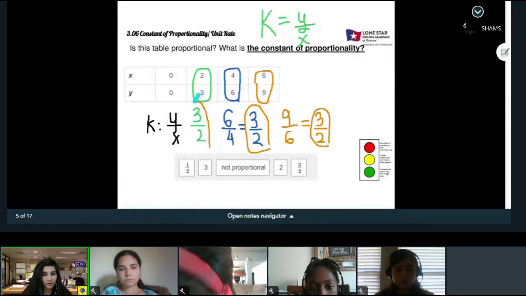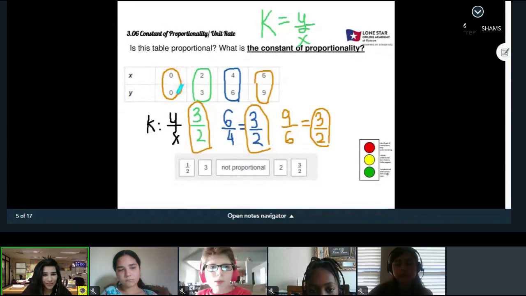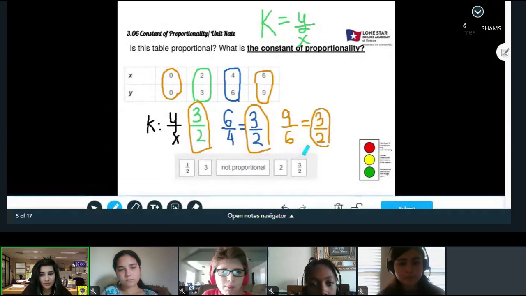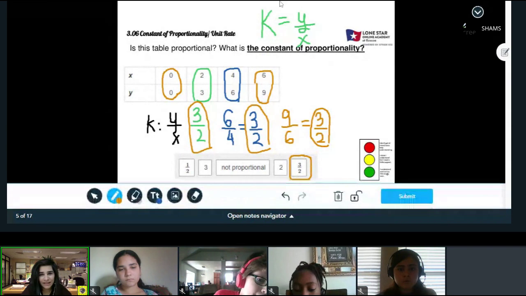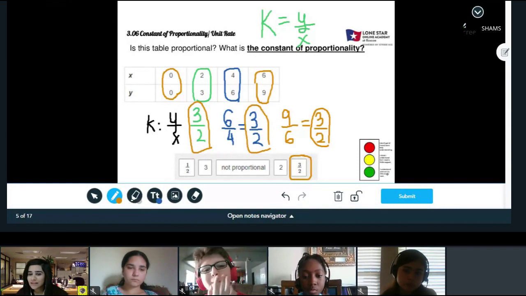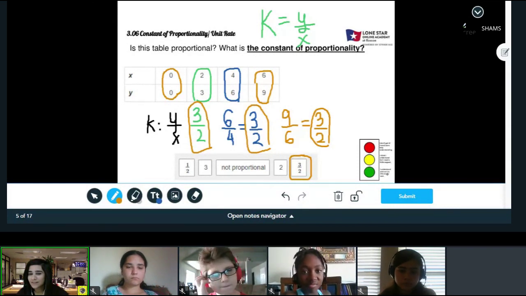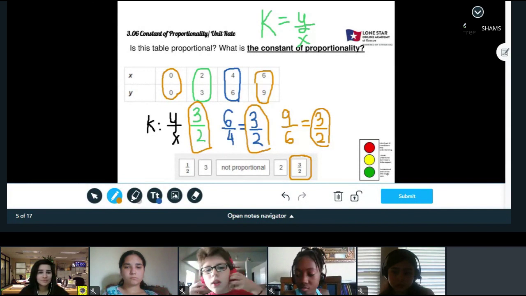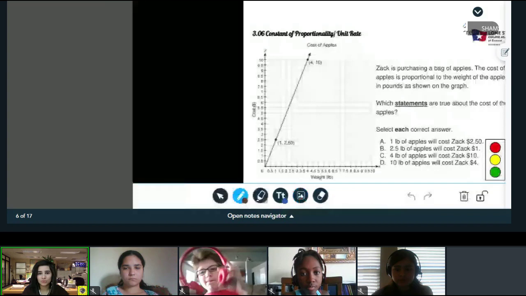And also, the table is starting from 0, 0. I will say it is proportional. And the constant of proportionality is 3 halves. Emiliano, are there any questions? Emiliano, no questions? This was question 1. Let's look at question 2.